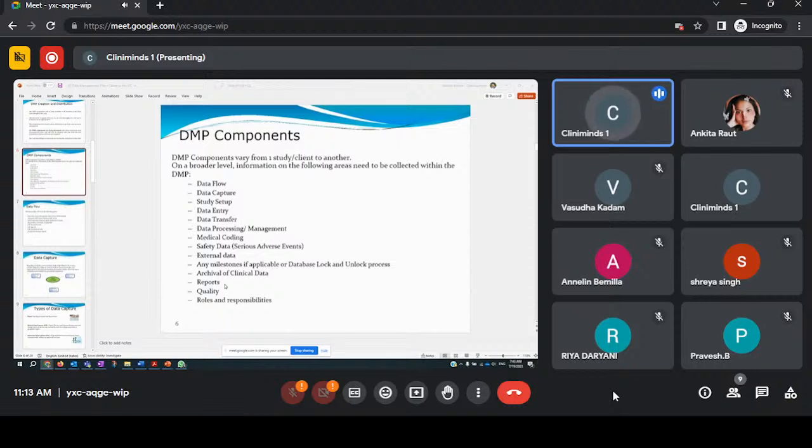So those types of quality things will be given into the DMP. Okay. Then you have the most important thing, roles and responsibilities, right? As I said, we have different procedures in the data management department, right? So who will be doing what activities will be given into the DMP, right?